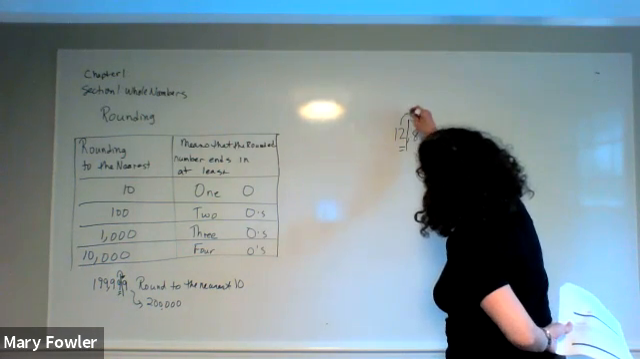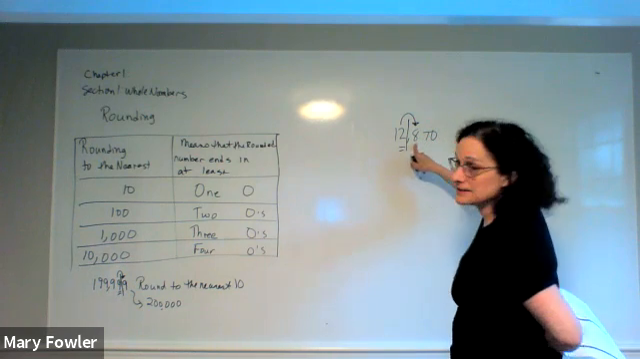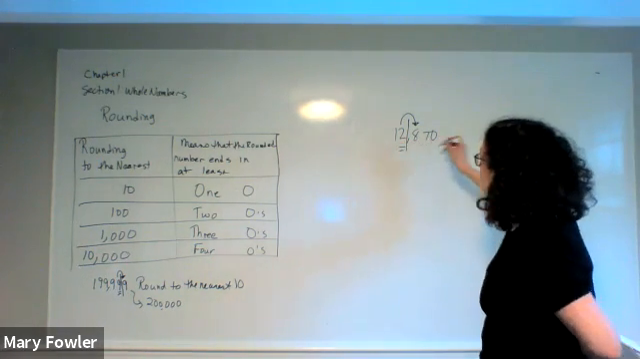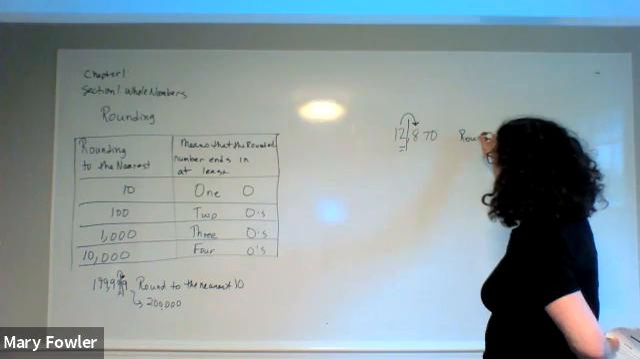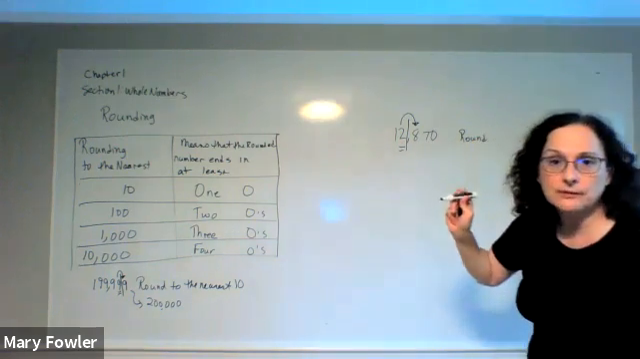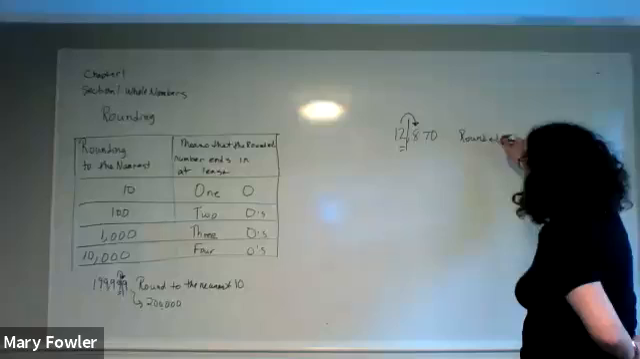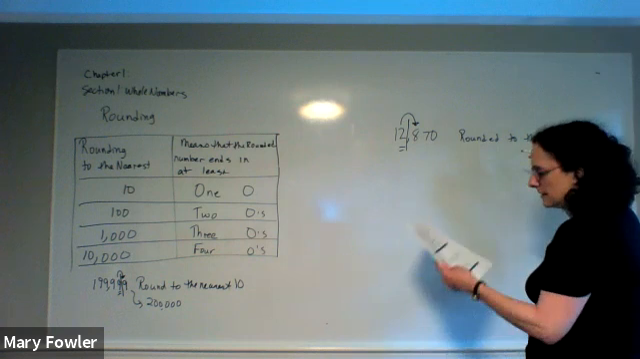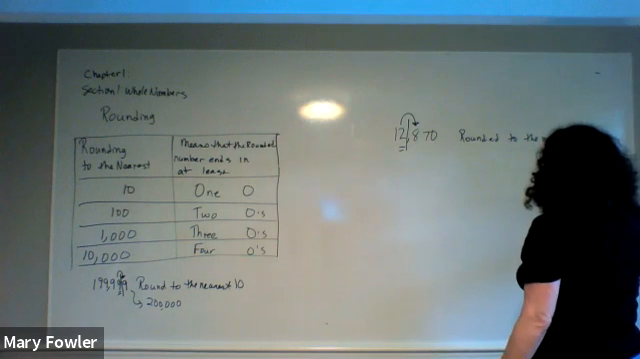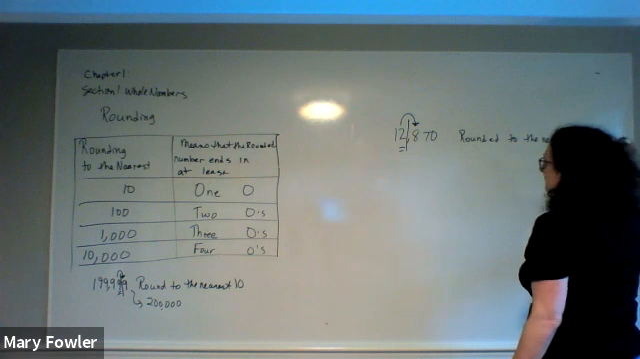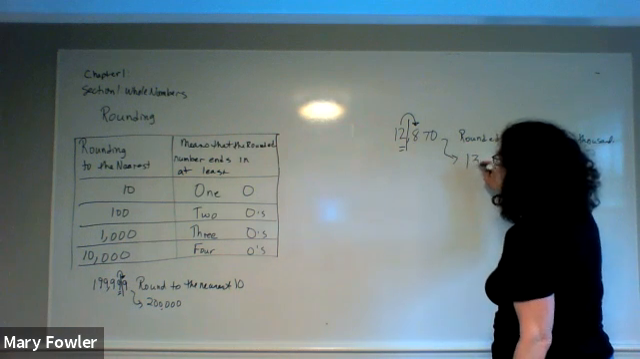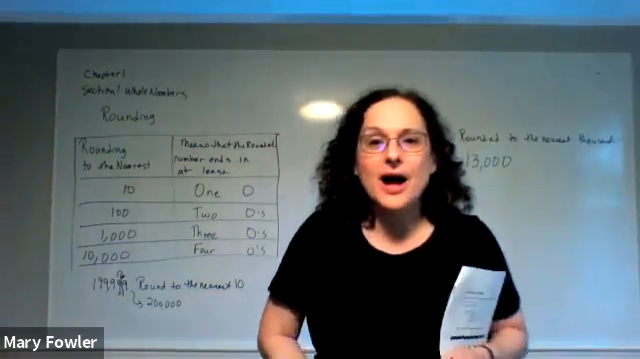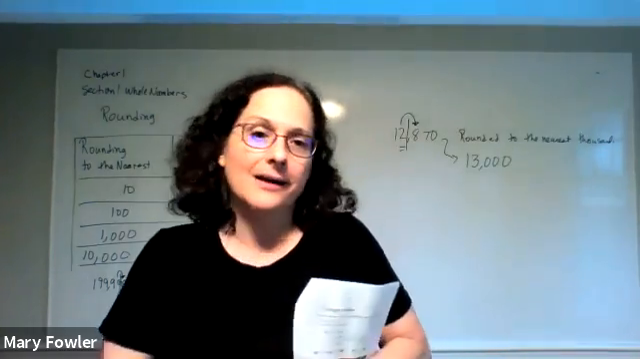Draw your rounding bar and peek over. And because this is an 8, it's in that 5 through 9 group, it means that the 2 is going to go up to a 3, and everything to the right of the rounding bar goes to 0. So we're going to write that as rounded to the nearest 1,000. That's what we're looking for. And so this number goes to 13,000. Okay, so that's it for rounding. I'll see you next time.